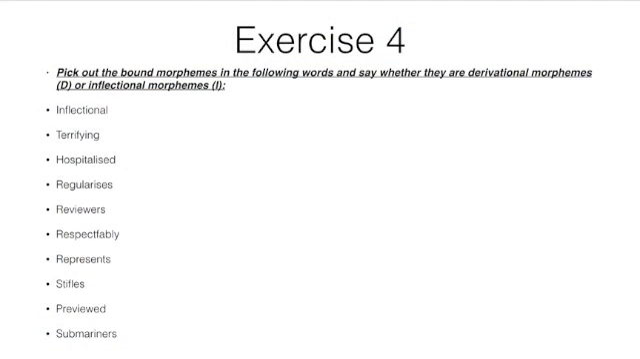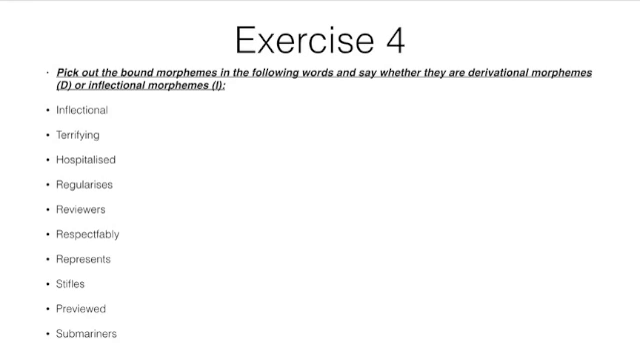Next exercise, morphology. Pick out the bound morphemes in the following words and say whether they are derivational morphemes or inflectional morphemes. You remember we said that there are two types of bound morphemes: inflectional and derivational. If it is derivation, you say D. If it is inflection, you say I, as a symbol. So you determine first what the bound morphemes are.